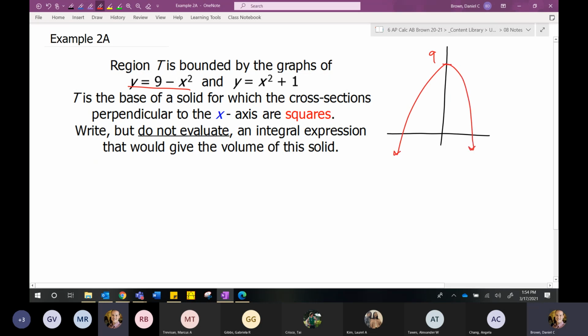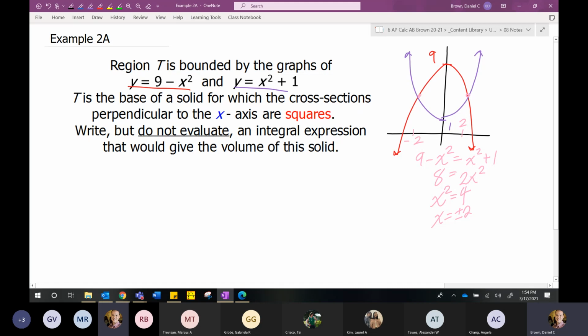y equals 9 minus x squared is the parabola that is opening downward and crossing at y equals 1. y equals x squared plus 1 is a parabola that's been shifted up by 1 and opening upwards. We do need to find those intersection points on those parabolas, to figure out where the region starts and ends. And we can do that by setting them equal to each other. So I have 2x squared is equal to 8. x squared is equal to 4. So x is equal to plus or minus 2, which makes sense in the diagram that I drew.